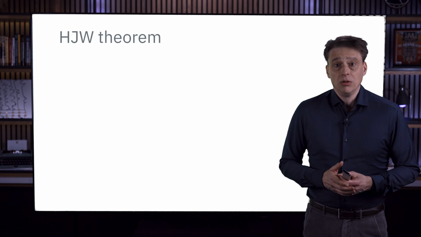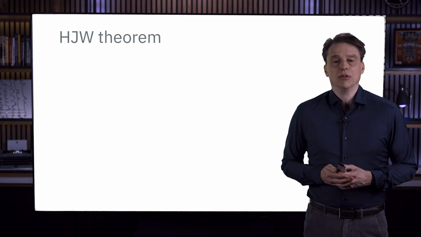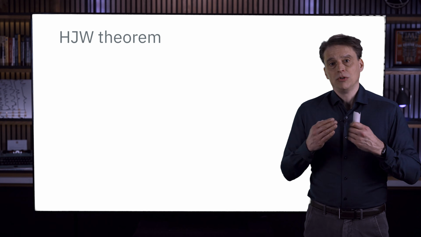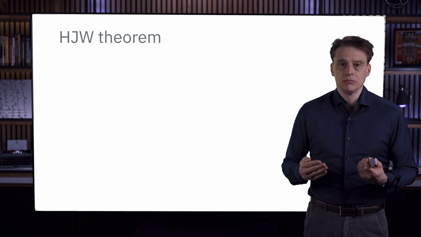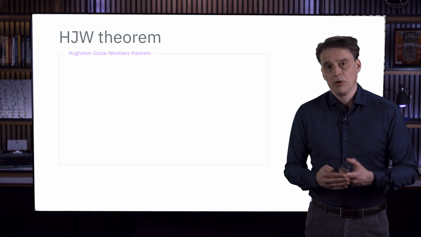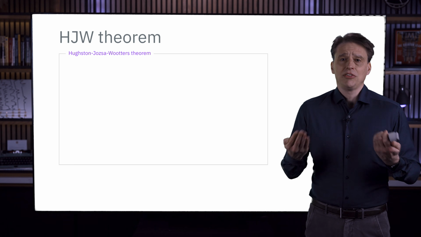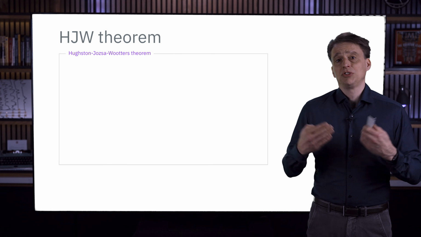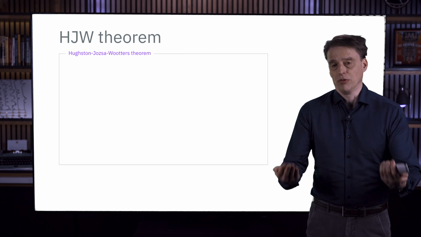The last example of an implication of the unitary equivalence of purifications is a theorem known as the Hughston-Jozsa-Wootters theorem, or HJW theorem for short. Let's start with a statement of the theorem itself, and this is a slightly simplified version of it, just to avoid some technicalities so that we can focus on the main ideas.